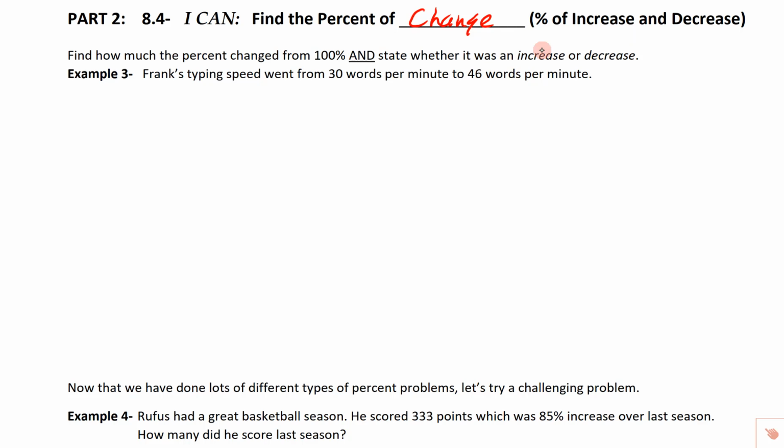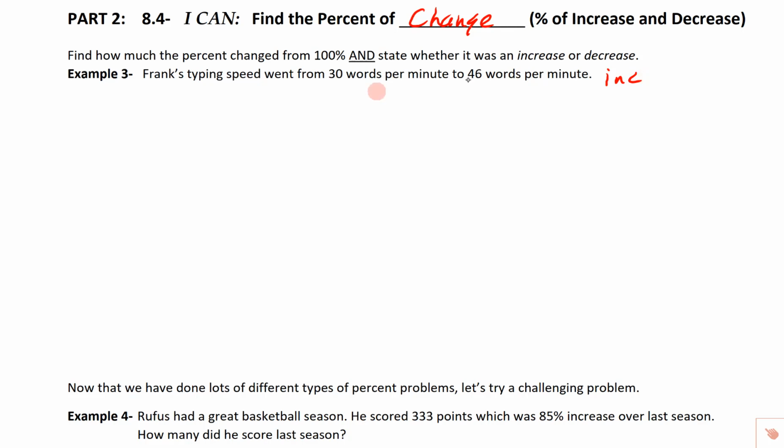Figuring out whether it's an increase or decrease, again, is a pretty easy thing. We can tell that by reading this first one. Frank's typing speed went from 30 words per minute to 46 words per minute. Well, clearly it went up, so this is going to be an increase of some sort. But the hard part here is figuring out what is the actual percentage of the increase, and this one has not a very nice answer to it.